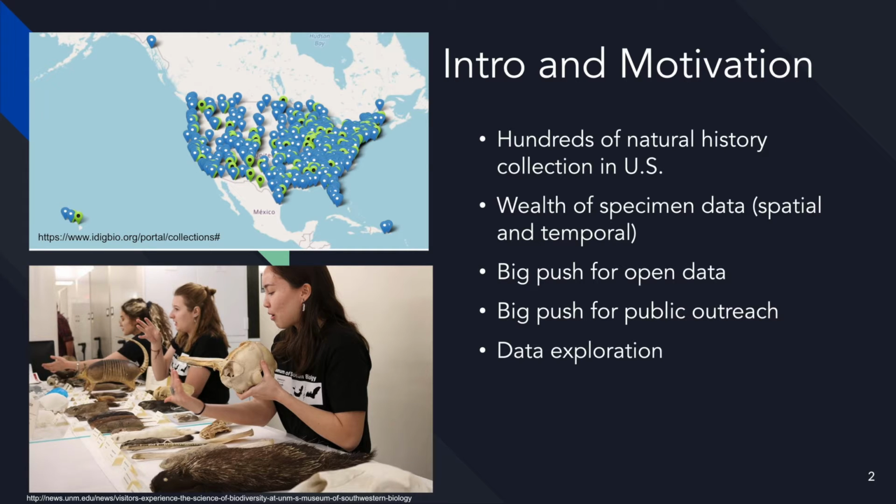Now, these institutions are undergoing a big push for open data to increase accessibility to both researchers and sometimes the general public, and there's also a big push for public outreach, because public awareness often indirectly translates to increased funding for these institutions. There's also an increased emphasis on virtual data exploration that allows researchers to measure traits on biological specimens from afar without having to travel long distances or request loans of biological specimens.